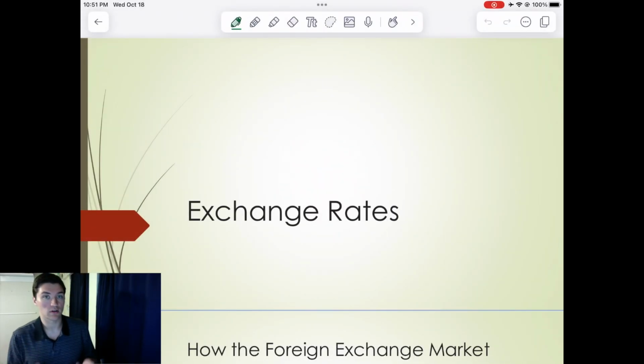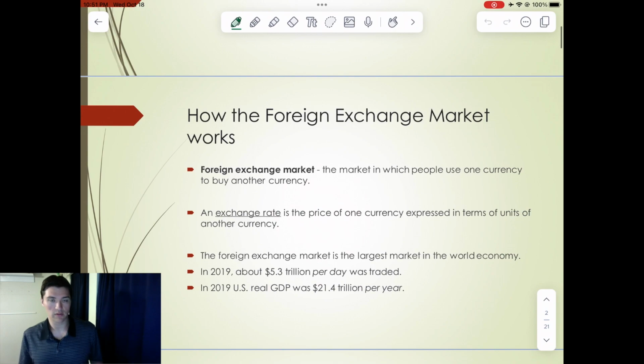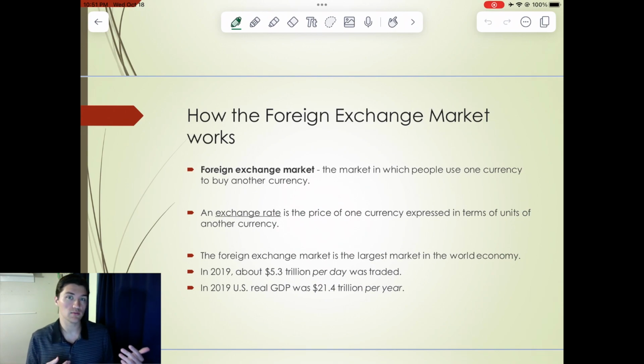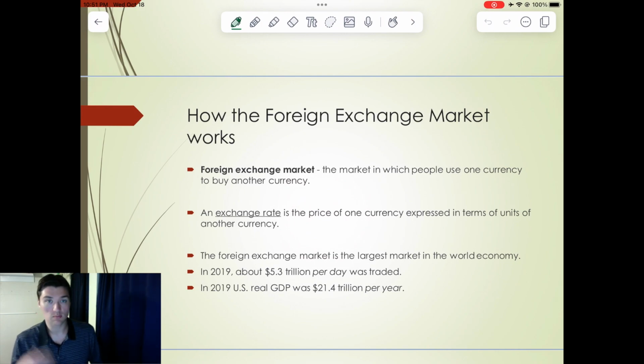Now let's start talking about the exchange rate. So basically what we're looking at is when we're trying to buy from other countries, we can't use the dollar in some countries. We actually have to use their currency in order to buy their goods. So that's where we have a foreign exchange market. A foreign exchange market is the market in which people use one currency to buy another.